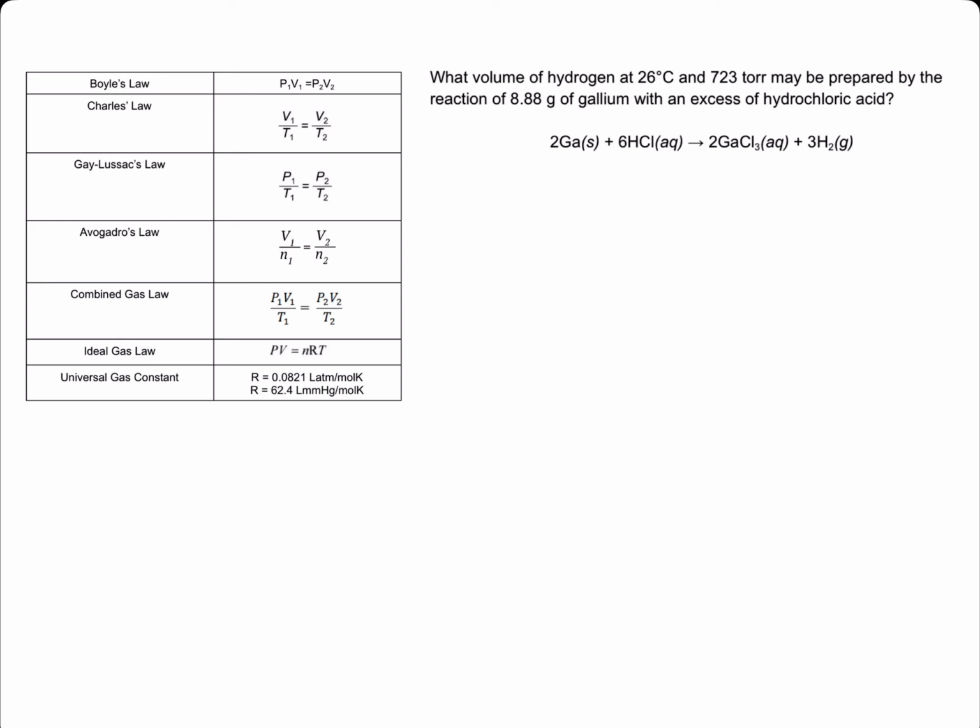Let's take a look at another example. What volume of hydrogen at 26 degrees Celsius and 723 torr may be prepared by the reaction of 8.8 grams of gallium with an excess of hydrochloric acid? As always, I'm going to write down my given information. And they're asking for the volume of hydrogen. So I'm going to put a little hydrogen in there just to remind me that we're talking about hydrogen. And they give us the pressure, 723 torr. But I'm going to go ahead and convert that to atmosphere so I can use one of my gas constants.